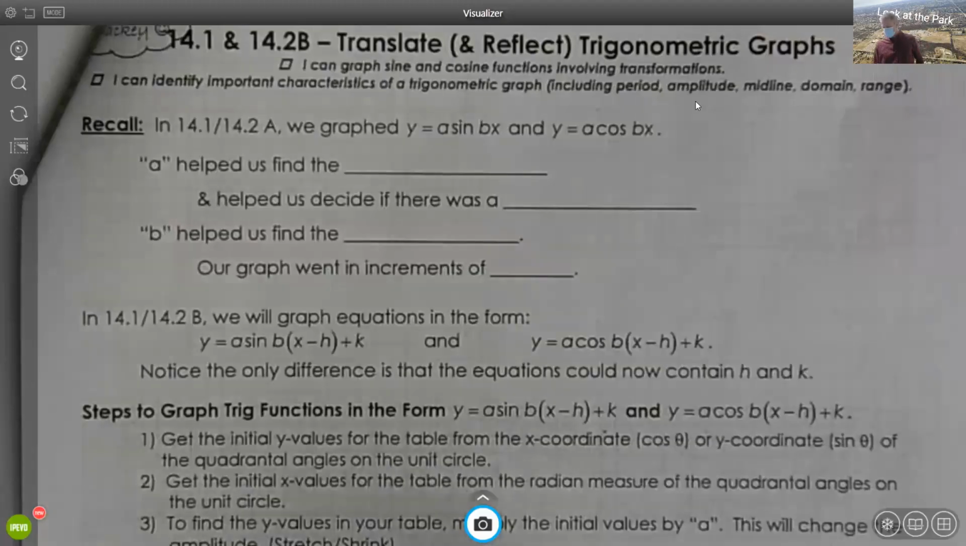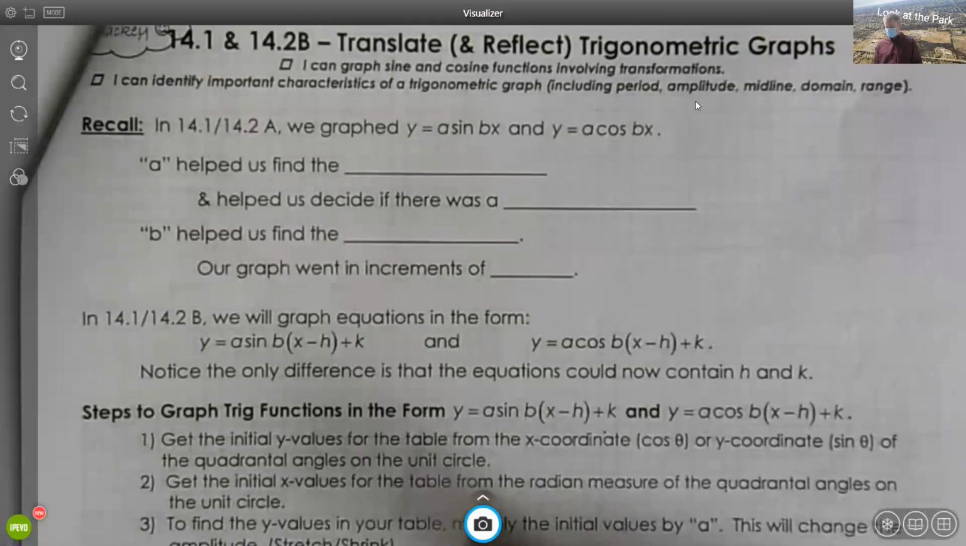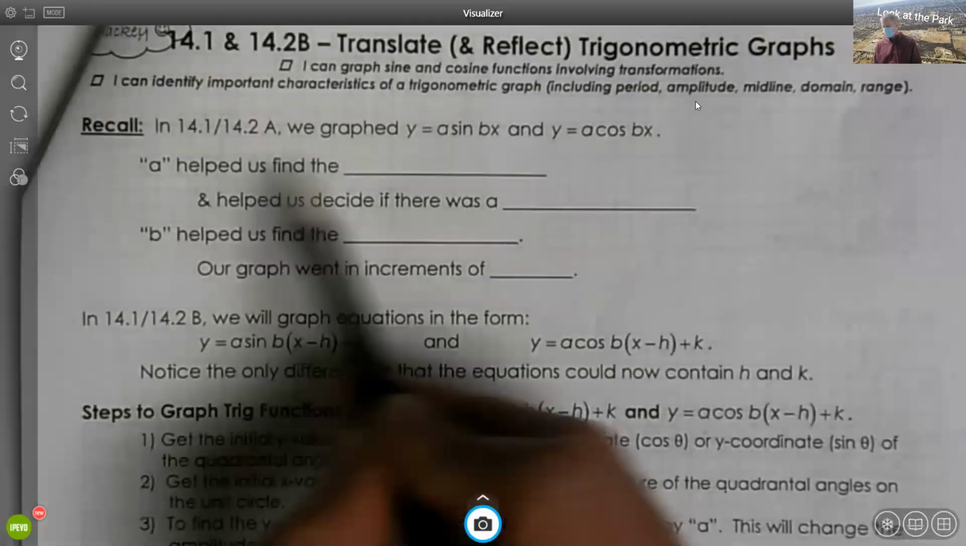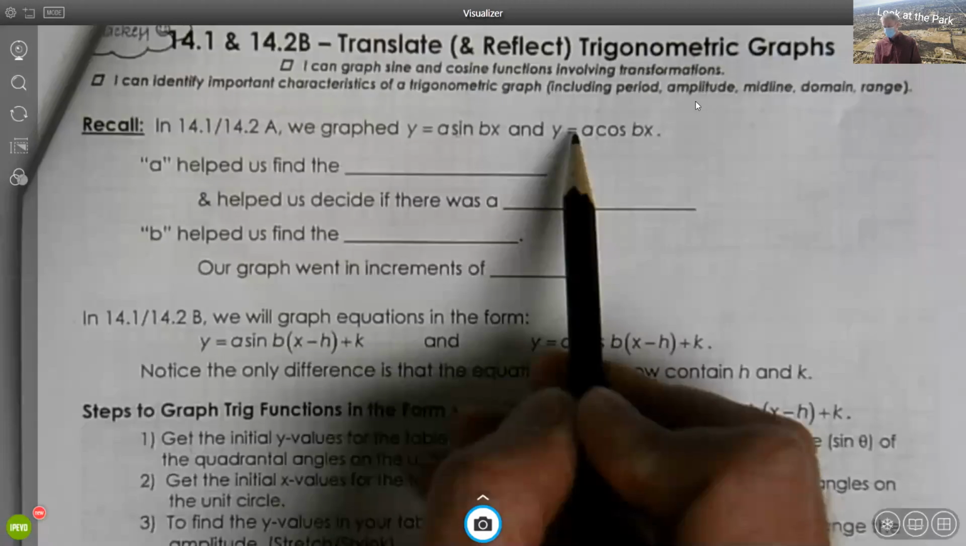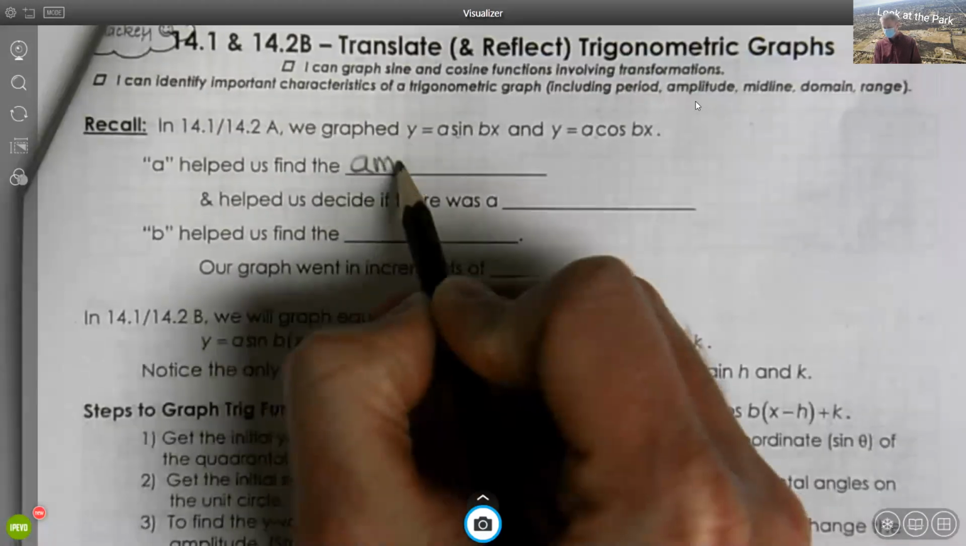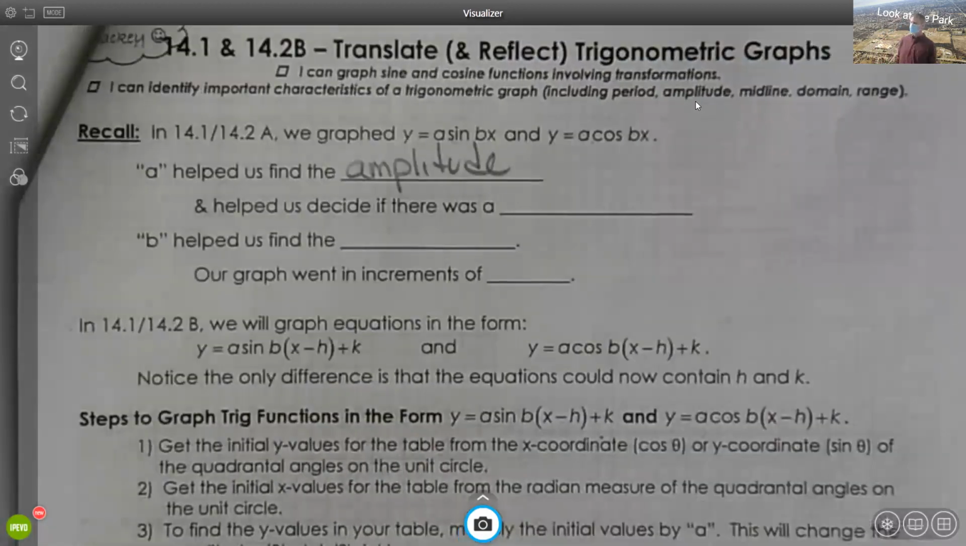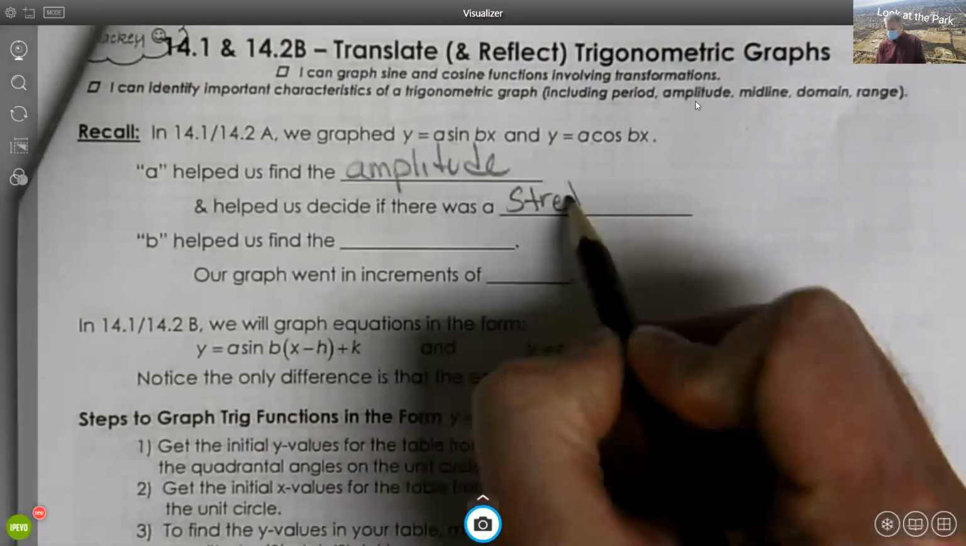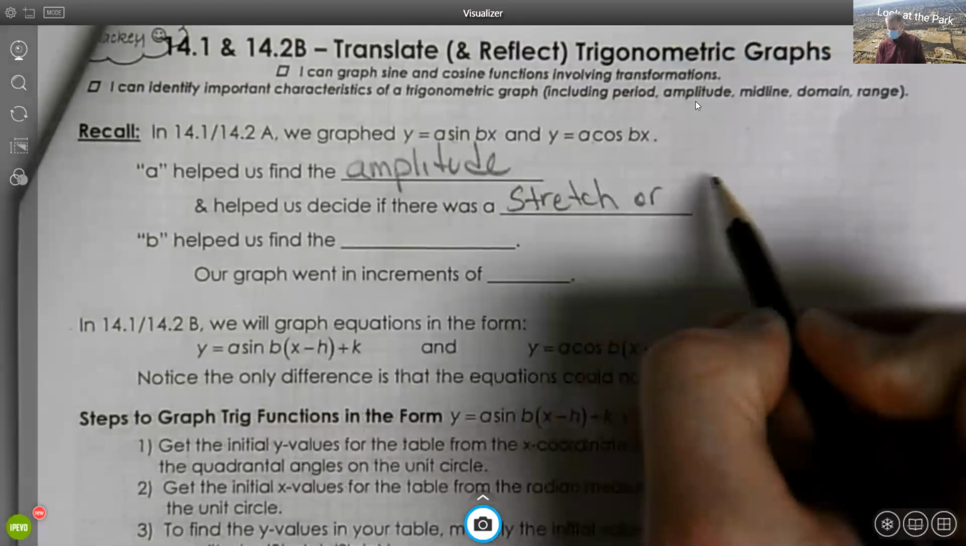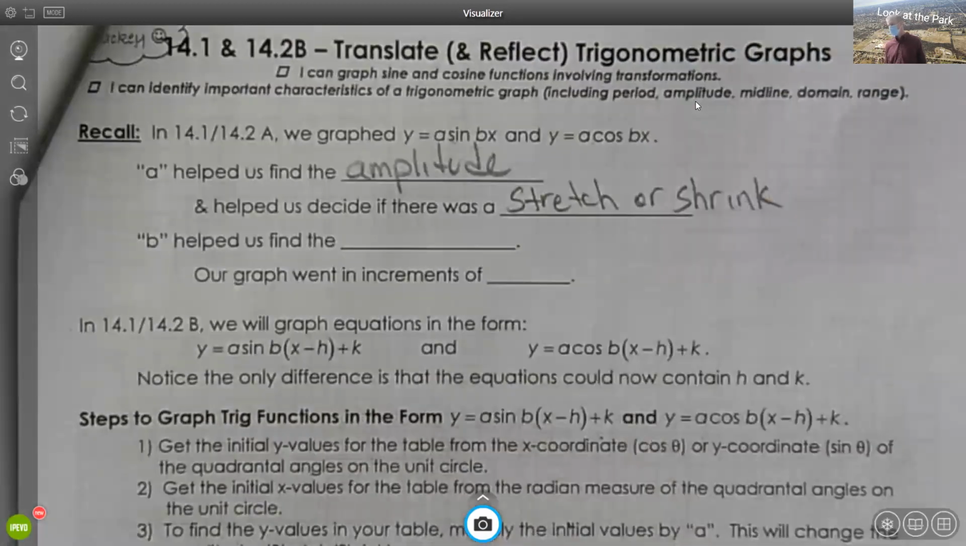So for algebra 2 with trig, we're working on 14.1, 14.2b, graphing sine and cosine. The A value of our graph is the amplitude. We know that the amplitude is always a positive value. It also helps us decide if there is a stretch or a shrink in the graph. A vertical stretch or a shrink specifically, because that's a big difference for this type of equation.